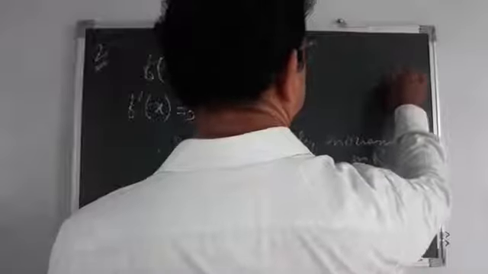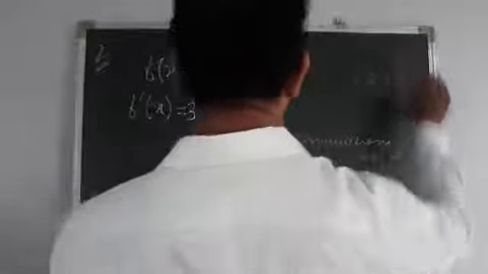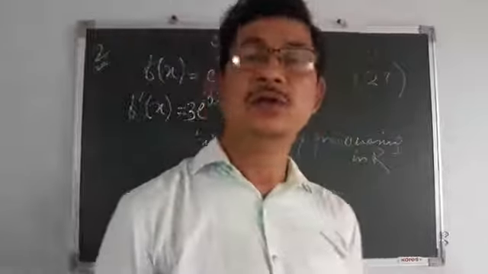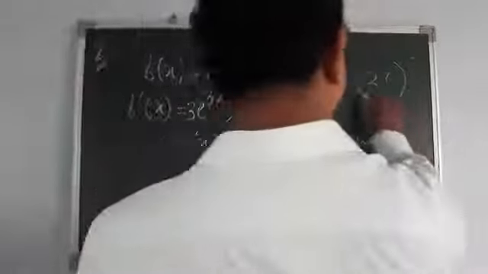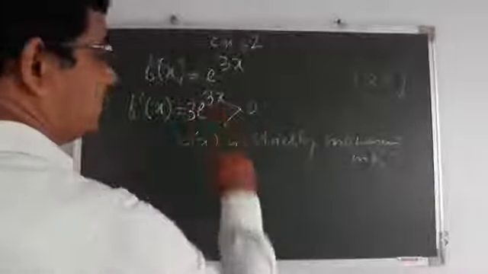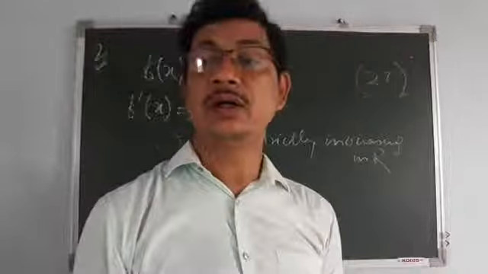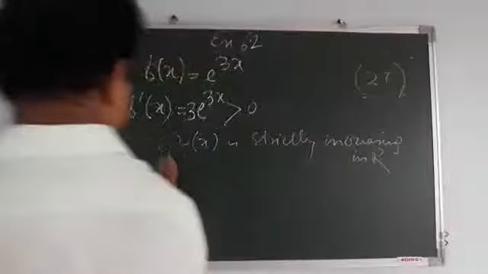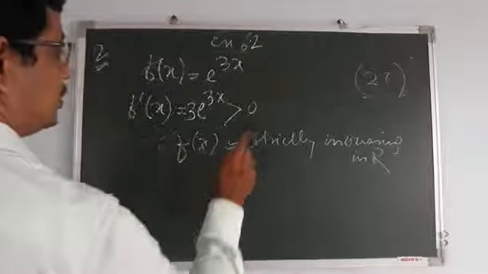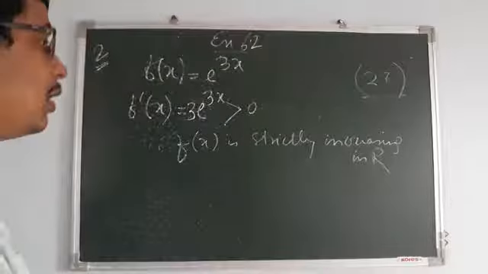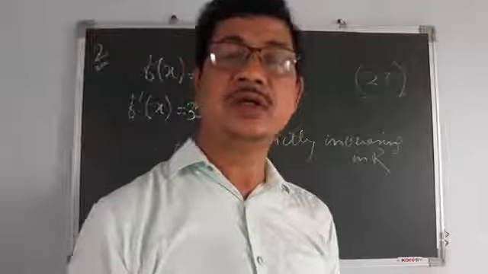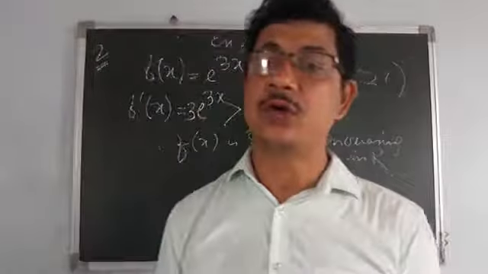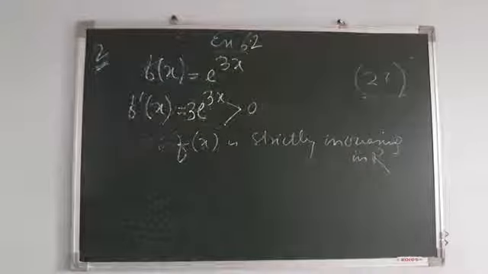e is a term between 2 and 3. Whatever power you put, positive, negative, even 0, it always gives a positive term. So 3 into e to the power 3x is positive. So what can we comment? That this is greater than 0. So according to the rule, it is strictly increasing in R. Why is it strictly increasing, not increasing? Because R is an open interval. That's why it is strictly increasing. So that we have done.